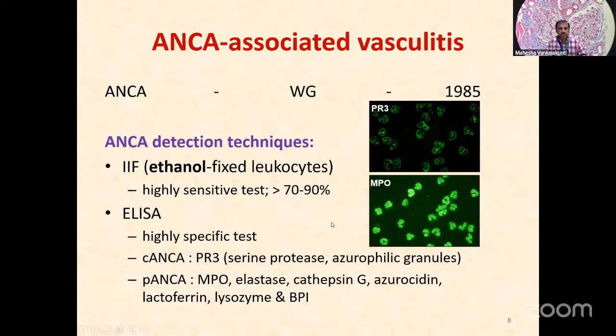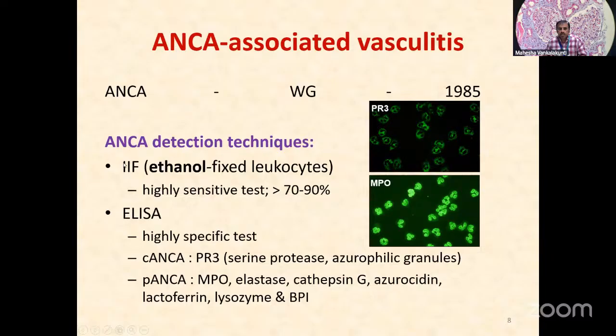So how is this being tested in the lab? The ANCA detection techniques could be that of an indirect immunofluorescence, which is ethanol fixed, in which the ethanol fixed leukocytes are being tested. And this has a fairly high sensitivity of around 70 to 90%. But the more specific is that of an ELISA based, in which one can delineate that it is PR3 or the MPO, or even the other antigens like elastase, cathepsin G, azurocidin, lactoferrin, the lysozyme, and the BPI.